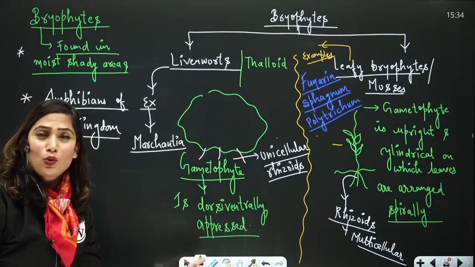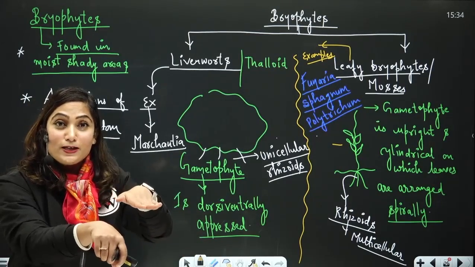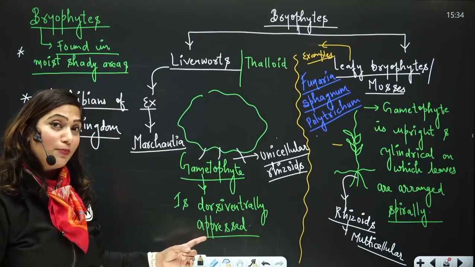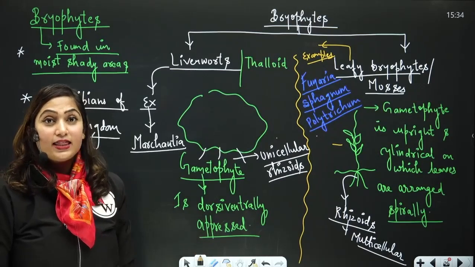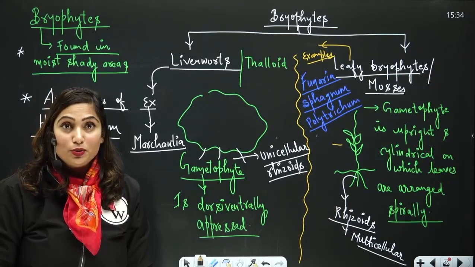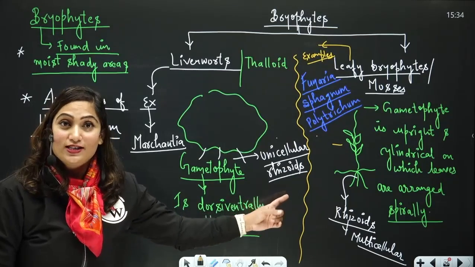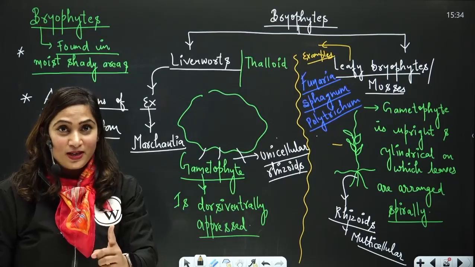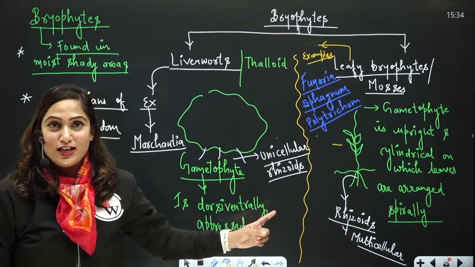Dorsiventrally appressed. What does it mean? That it is flattened on the ground. It is present parallel to the ground, horizontal to the ground. This habit is dorsiventrally appressed. And obviously, their gametophyte do not have roots, but have root-like structures called rhizoids to attach to the substratum. And remember, beta, that the rhizoids are unicellular in nature.